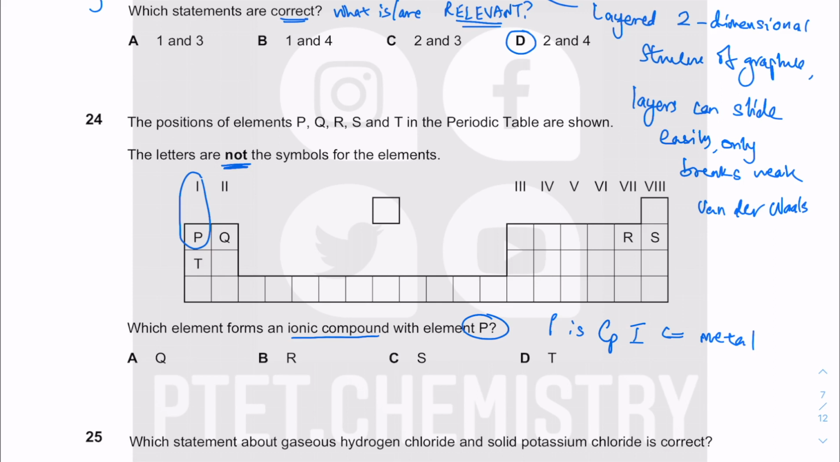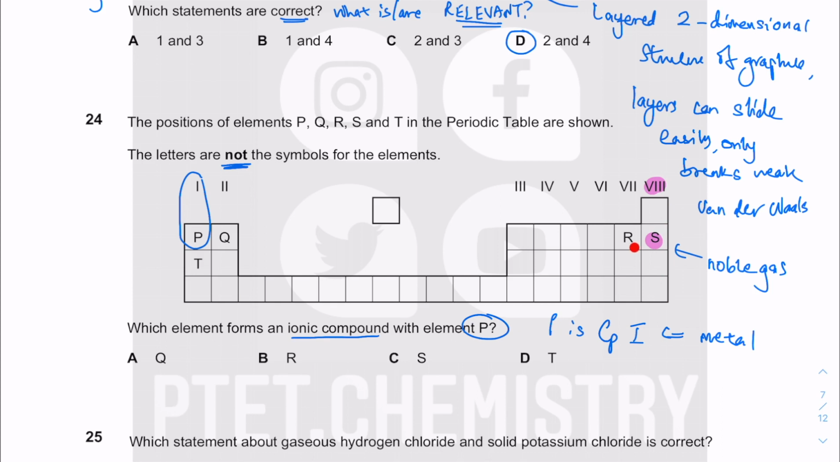So you're looking for metal on the left hand side. P, Q and T are metal. You're looking for non-metal. This thing is group 8, so this thing is a noble gas. Noble gases are unreactive because they have a fully filled outer shell already, so it does not want to gain, does not want to lose, does not want to share electrons.